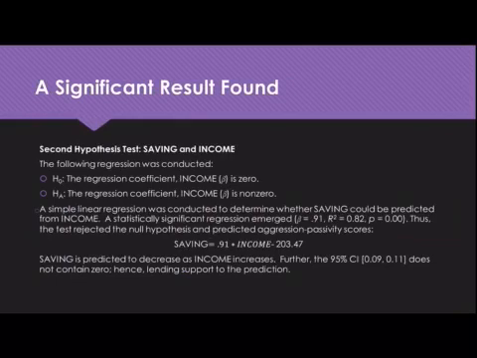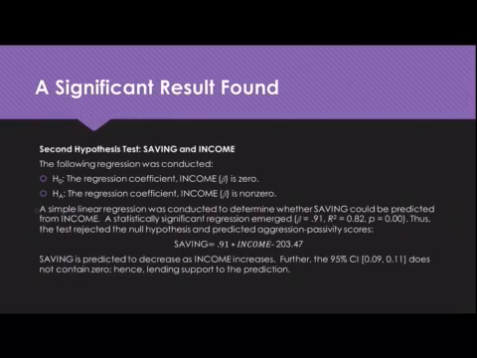In our second hypothesis test, we looked at savings and income. The following regression was conducted. The null hypothesis states the regression coefficient of income is 0. Our alternative hypothesis states the regression coefficient of income is non-zero.